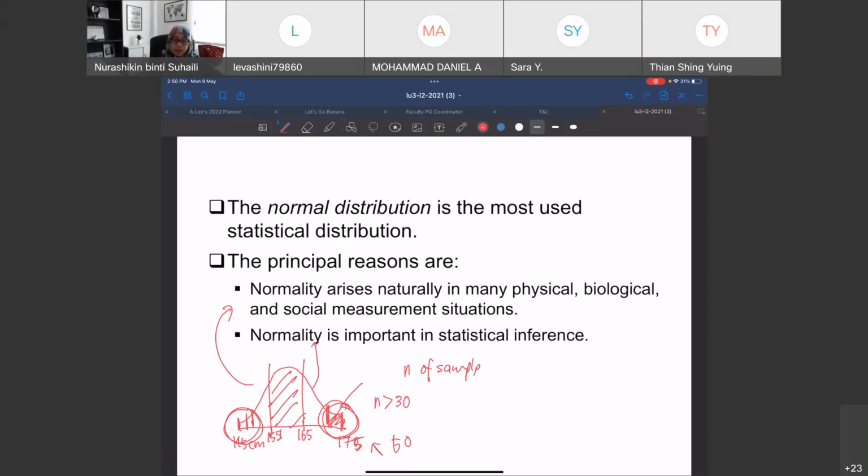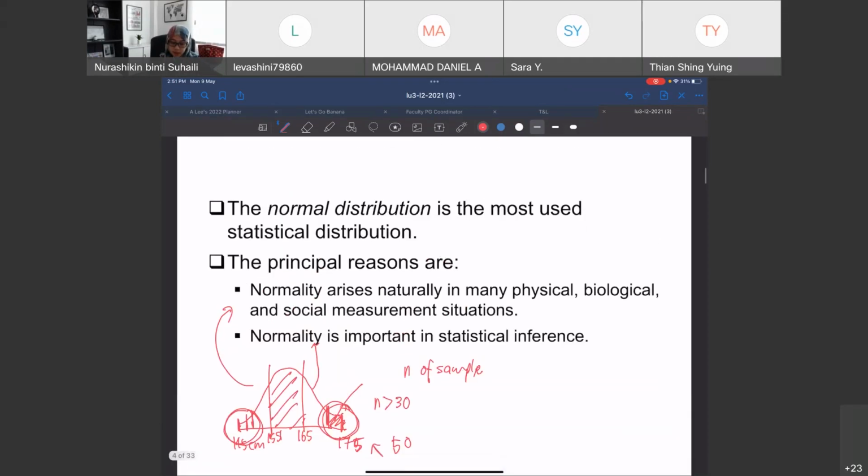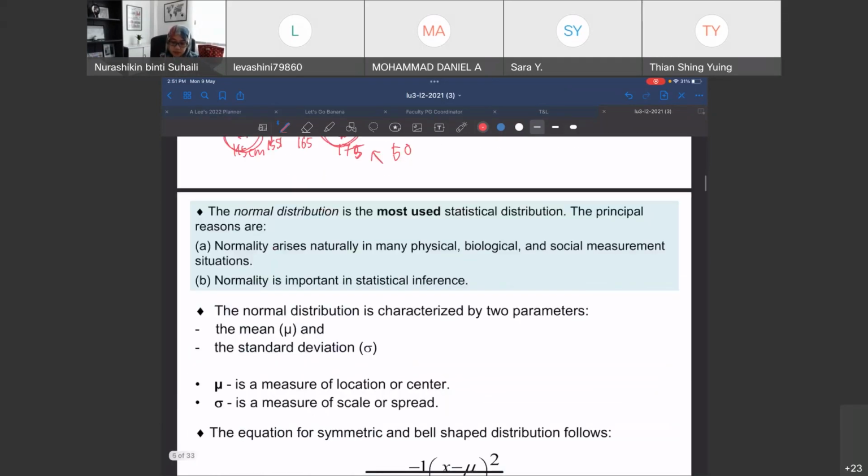So the bigger the n, the sample, the more chance the distribution will look like a normal distribution. Okay, that is a fact, a normal trend in many cases. Okay. So yeah, that's the reason why normal distribution is very important in statistics.